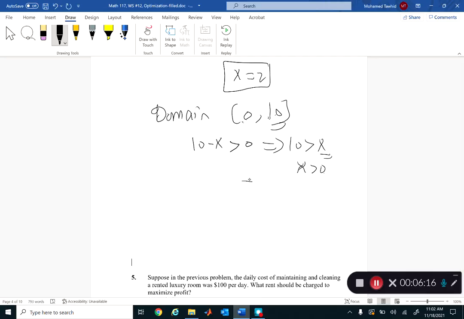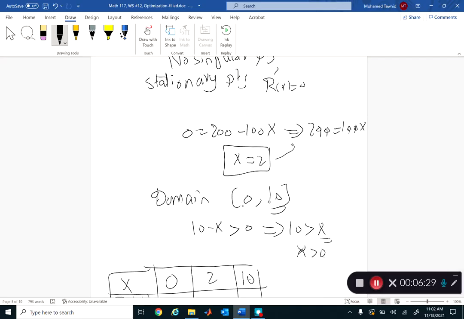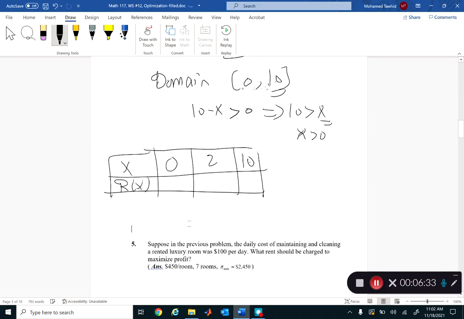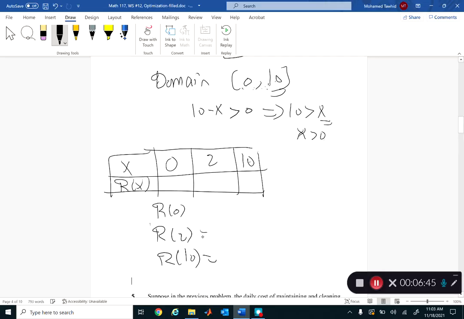All right, so now I have to finish this. I'm going to make a table here. You have here x, and you have here r of x, and then you have 0 here, you have 10 here. And what is your stationary point? 2. Your stationary point 2 is inside the domain, right? So now I need to get r of 0, r of 2, and also r of 10, right? So how to do that?